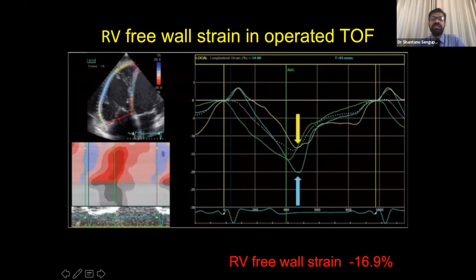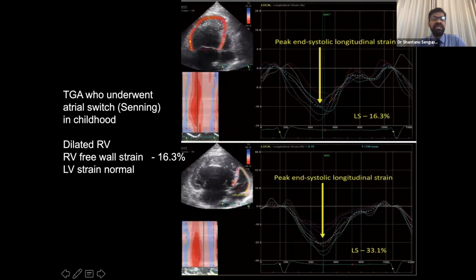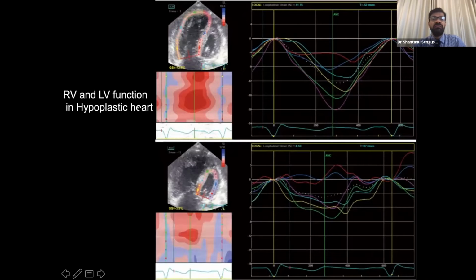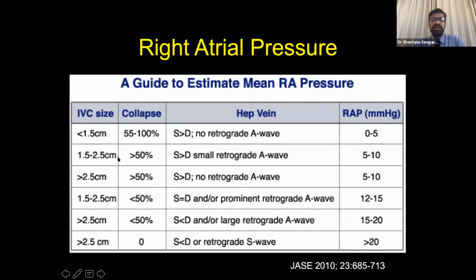And this is an RV free wall strain in an operated case of TOF. You can see the strain was around minus 16.9, and this is the post-systolic wave, which also indicates some evidence of RV dysfunction. A patient of TGA who underwent an arterial switch in childhood, the strain of the right side was around minus 16. Again, the left side was compensating in this patient. A patient of RV hypoplastic heart, looking at the strain, and as you can see, the left heart strain was around minus 3.8. So this is very important, focusing that you should only look at the RV free wall strain. You can also look at the hepatic veins.